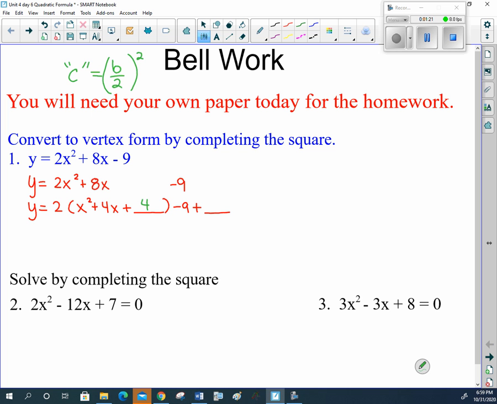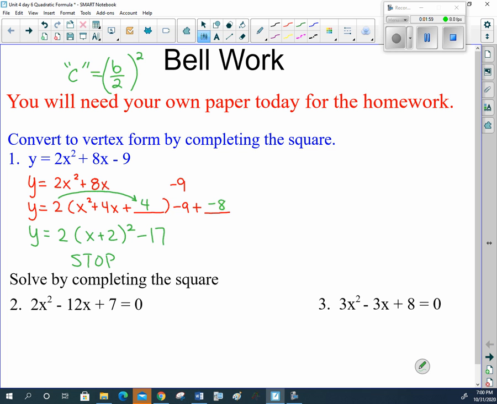Now remember, to keep the balance, what did we add? We added 2 times the 4. Anytime you have a number out in front, it's going to change what you're going to do to keep the balance. So 2 times 4 is 8, so that means I'm going to have to add a -8 on the end to keep the balance. Okay, so now we're going to write it as a binomial squared. And then a -9 plus a -8 is -17. And we are done. Stop. That's vertex form. We're not solving, we're just writing it in vertex form.